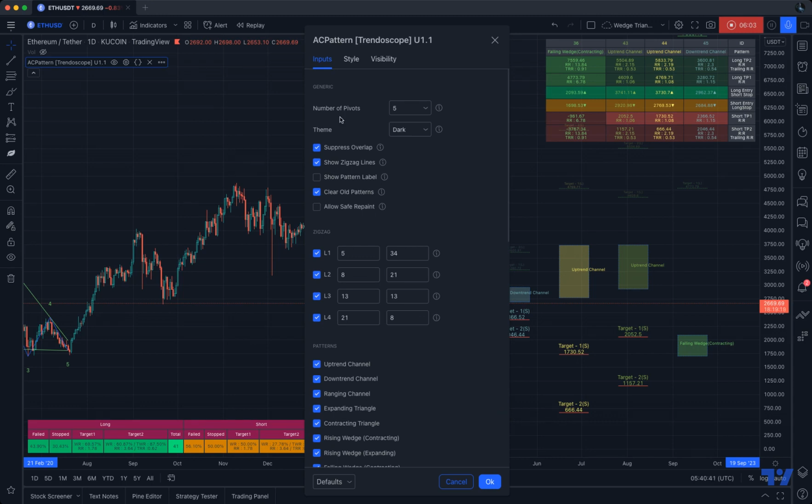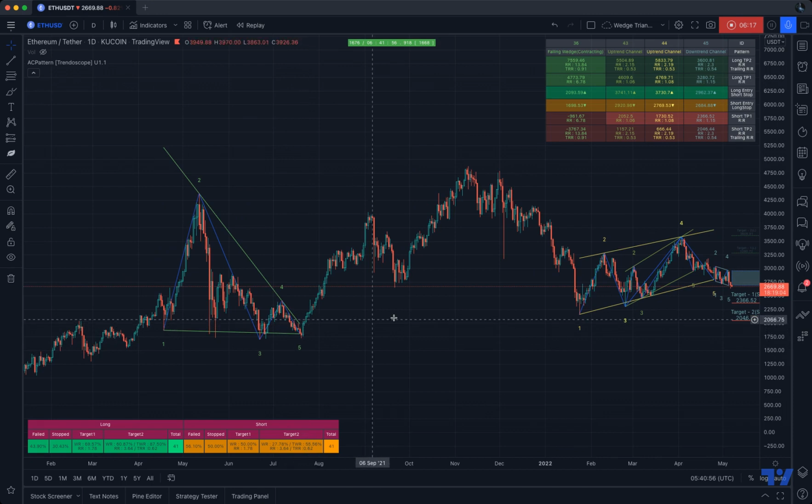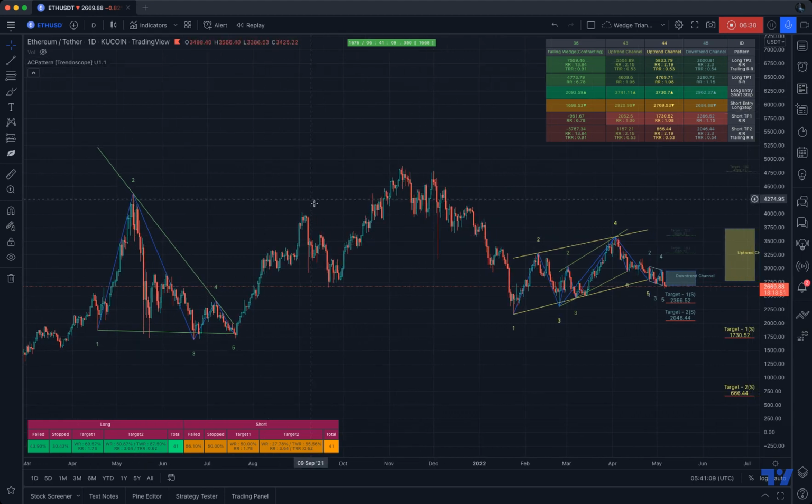But why I keep the number of pivots at 5 and do not disable suppress overlap is that even if there are more patterns, that's okay unless there's lots of overlapping. If there's overlapping, there's a higher chance of getting contradicting signals. That's why I prefer to keep suppress overlap on.